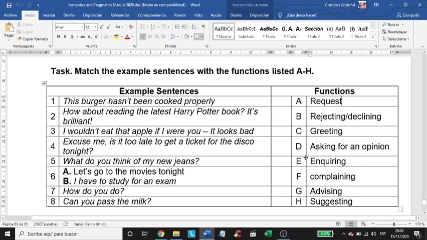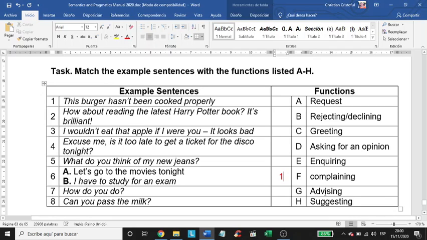Is this person requesting something or rejecting something? Greeting? Definitely not greeting, right? This burger hasn't been cooked properly. Asking for our opinion, inquiring, complaining, advising, suggesting. Yes, you are right. It's asking for an opinion. So that would be number one.